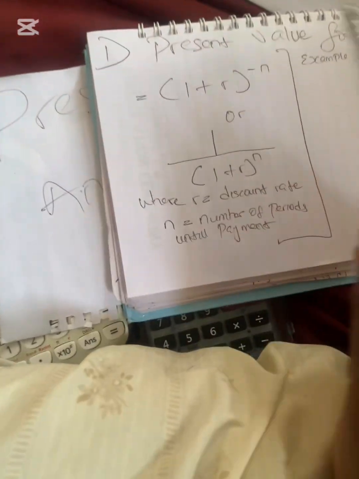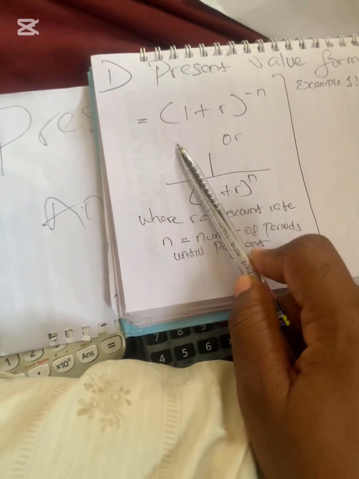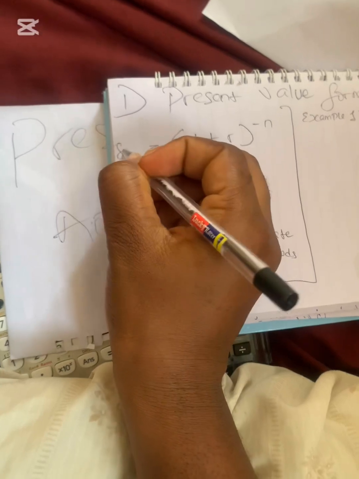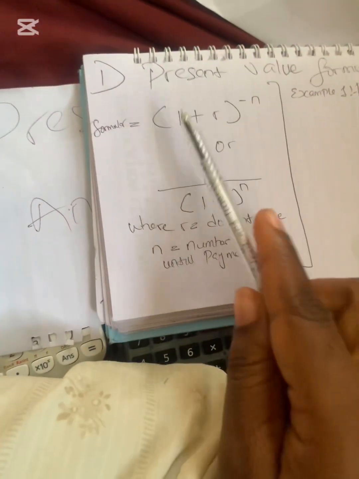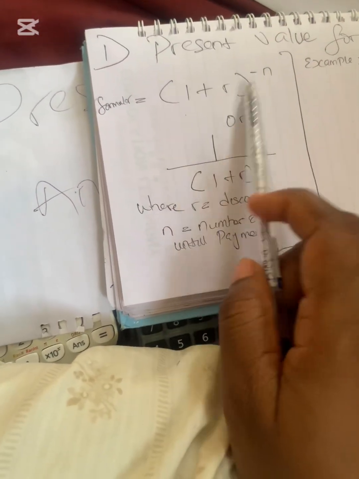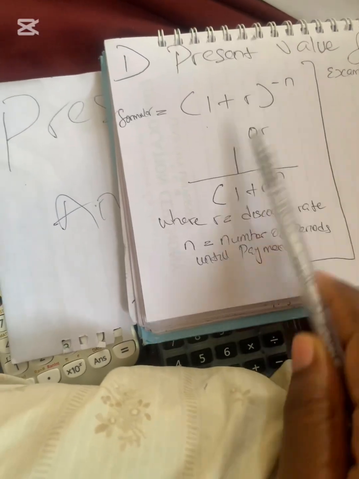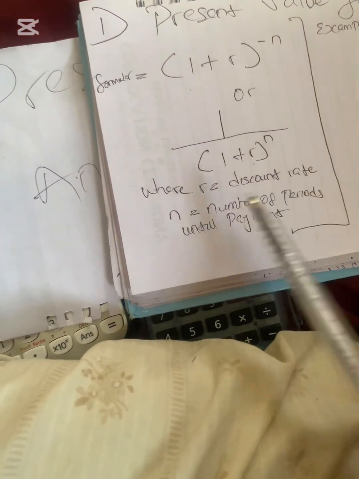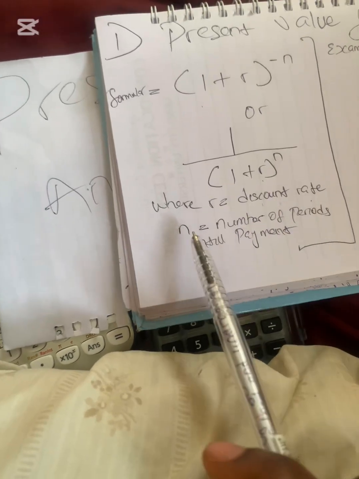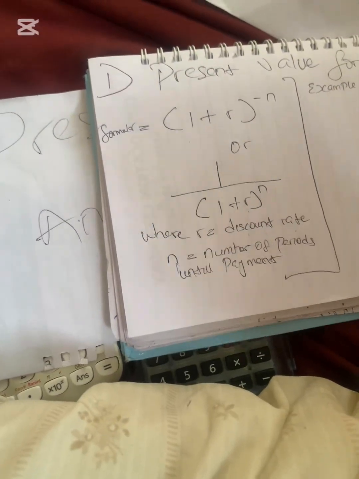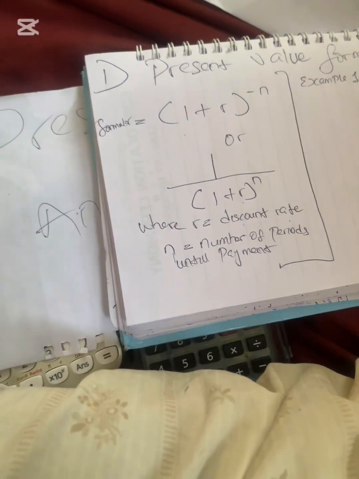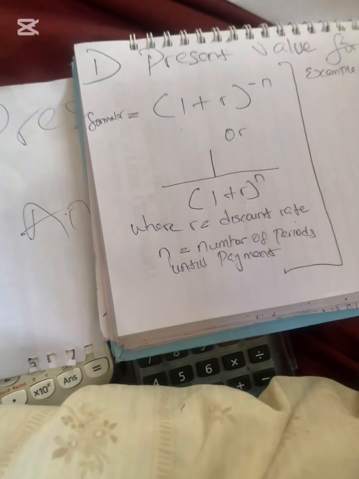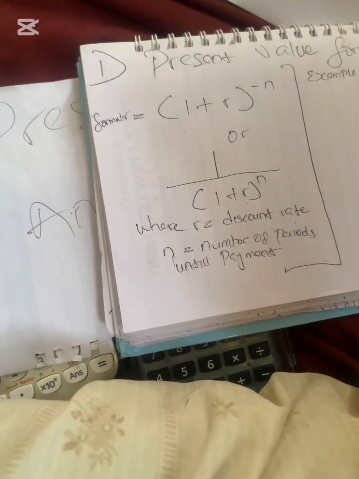So for now, we have the formula for this. The formula is (1 + r) raised to power minus n, or 1 over (1 + r) raised to power n, where r is the discount rate and n is the number of periods until payment. That is the number of years you are expected to get money. The rate in year 1 will be different from the rate in year 2. So the more the years, the more the discount rate.